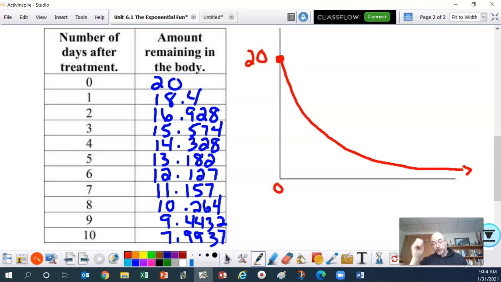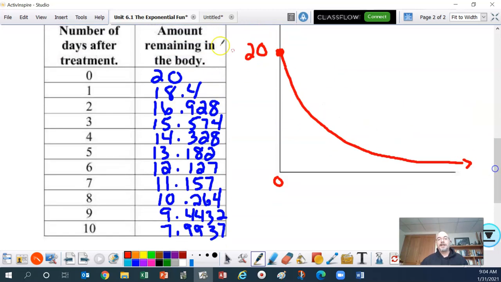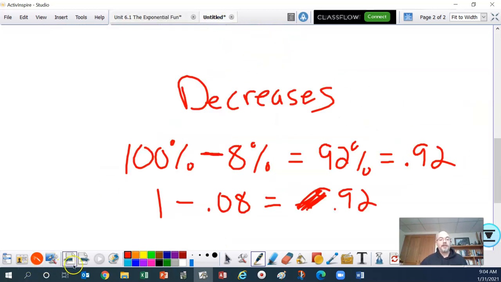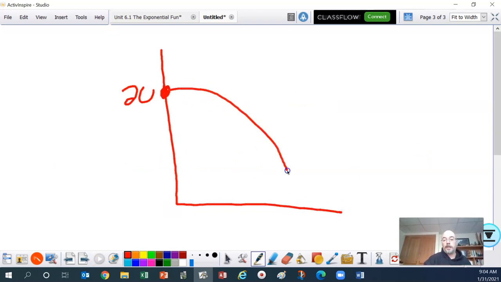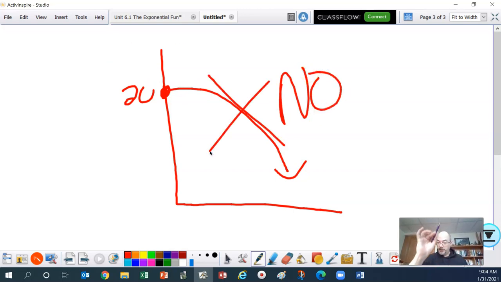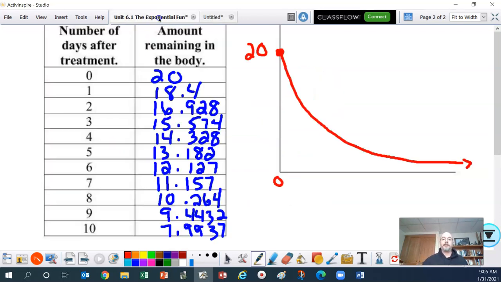Now, make sure it's curving down. You're going, well, how else can you? I've seen some strange curves before, so I'm just warning you. Make sure it looks like that. Because this is what I've seen in the past. I've seen people do this, and this is totally wrong. I've seen things like this. No, that is totally wrong. It's got to curve down so it flattens out at the end.